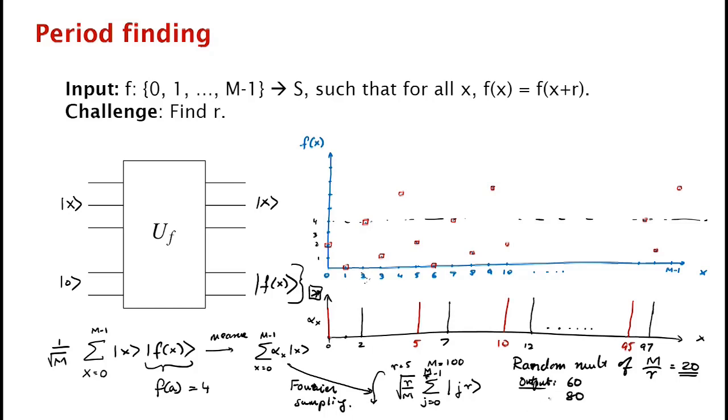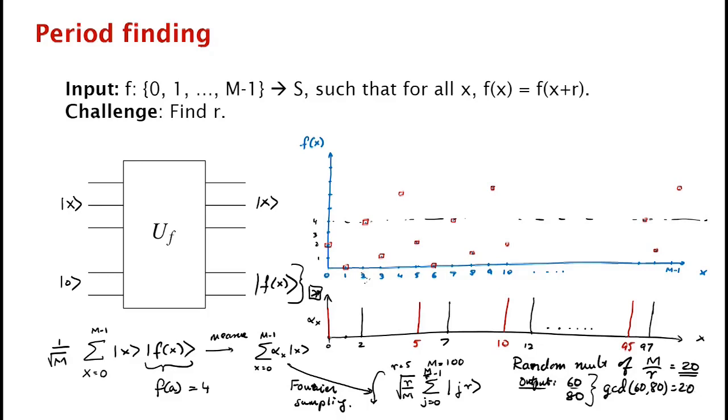What do we make of this? How do we figure out 5 from these outputs, 60 and 80? Well, 60 is a multiple of M over R, which was 20. 80 is a multiple of M over R, which was 20. How do we figure out M over R from this? Well, we know it's a common divisor of 60 and 80. Let's figure out the greatest common divisor using Euclid's algorithm that you learned in high school. So the GCD of 60 and 80 is equal to 20. So you figured out what M over R is.